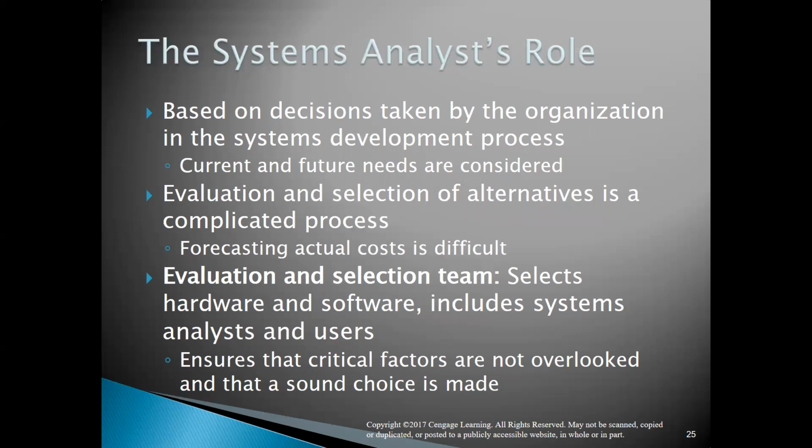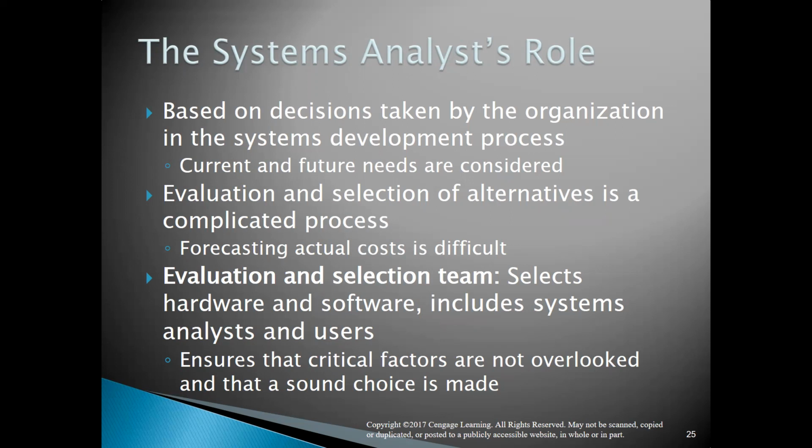Evaluation and selection of alternatives is a complicated process. Forecasting actual costs is difficult. What the sentence means is, when you forecast, you're looking at the future. When you're looking at the future, you also need to consider the future revenue and the future costs. That is a difficult thing to do because sometimes things may not go as you plan.